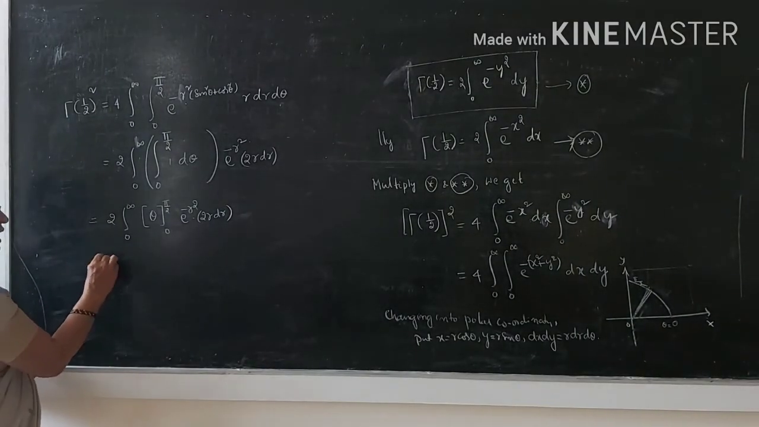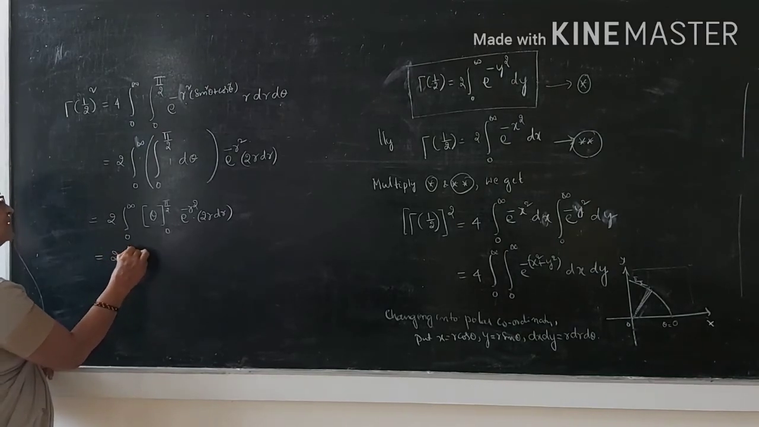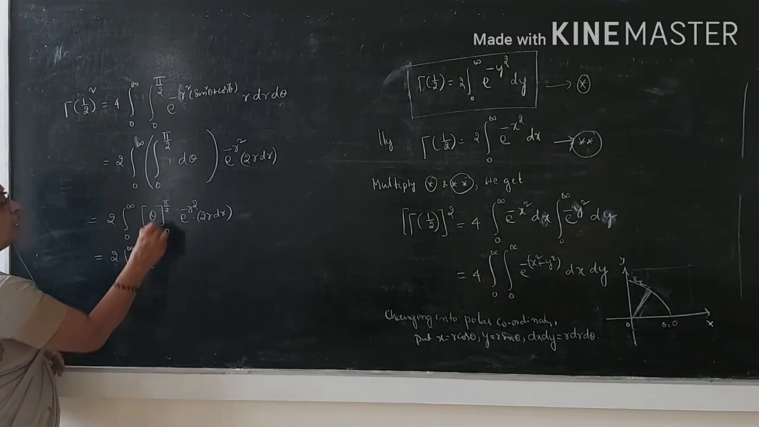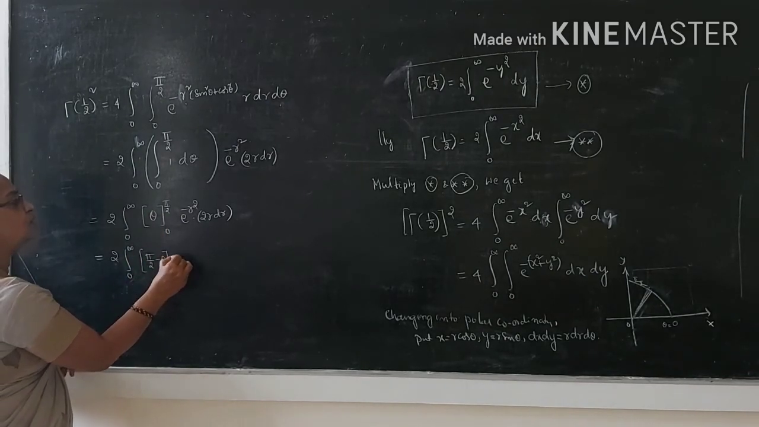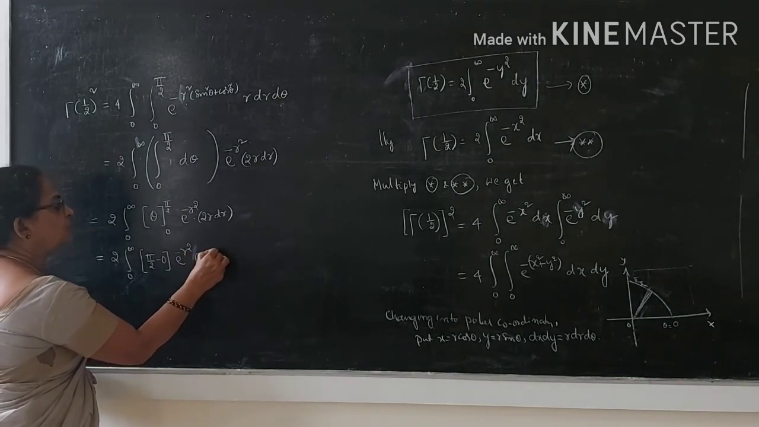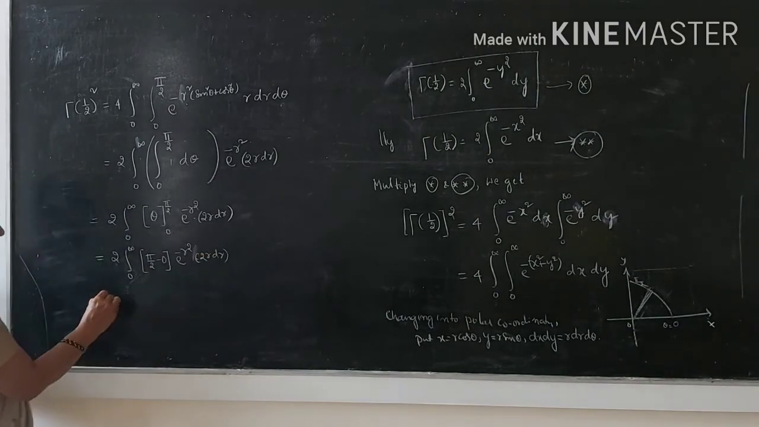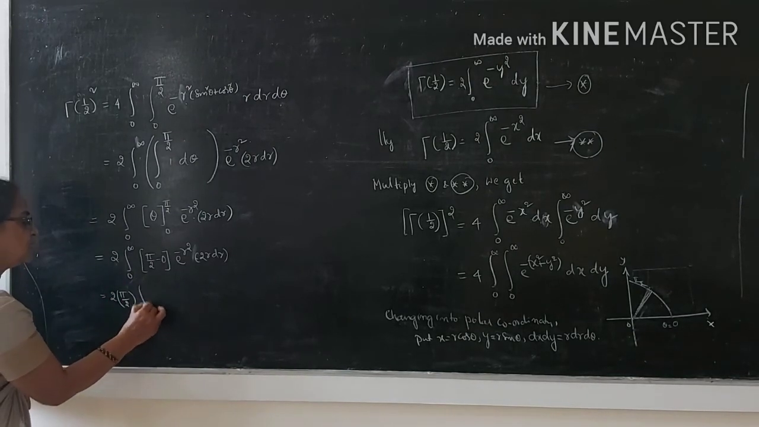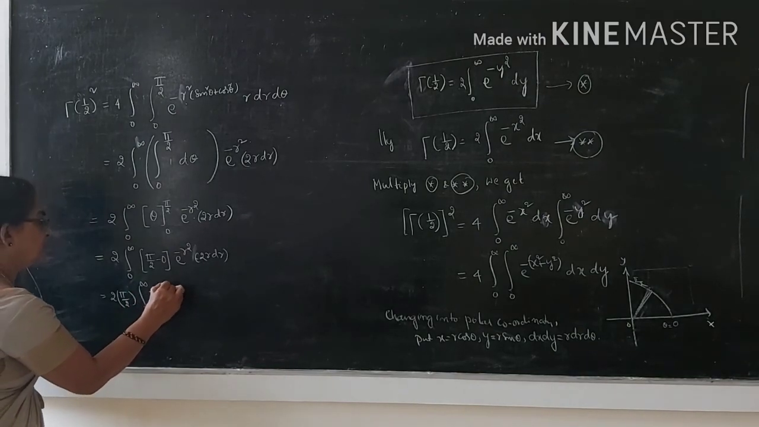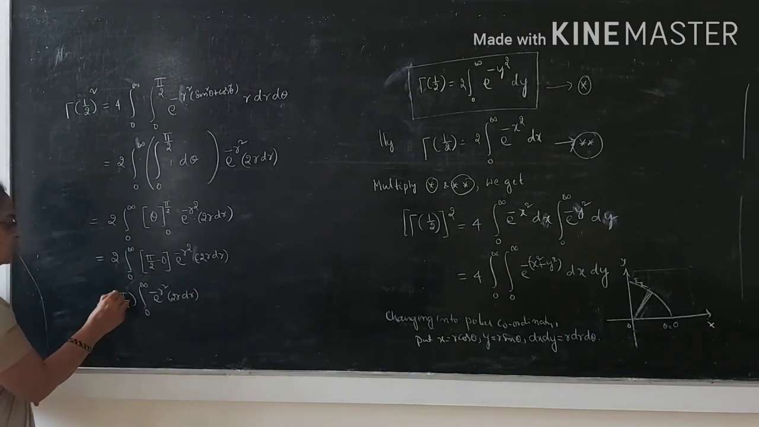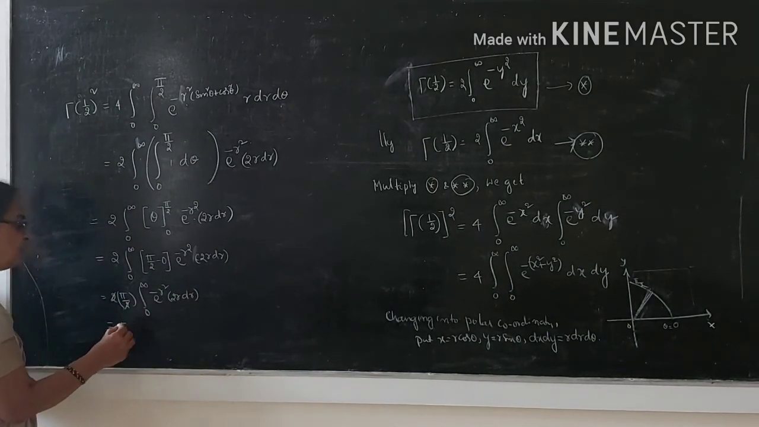Okay, now I write this as 2 times integral 0 to infinity. If I substitute the upper limit, it is pi by 2, and if I substitute the lower limit, it is 0, into e power minus r square into 2r into dr. Is it okay? Now, if I take this pi by 2 minus 0 as pi by 2 outside, it is 2 times pi by 2 integral 0 to infinity e power minus r square 2r into dr. The 2 get cancelled, and this is equal to pi.